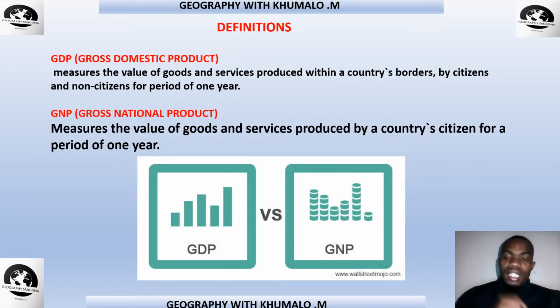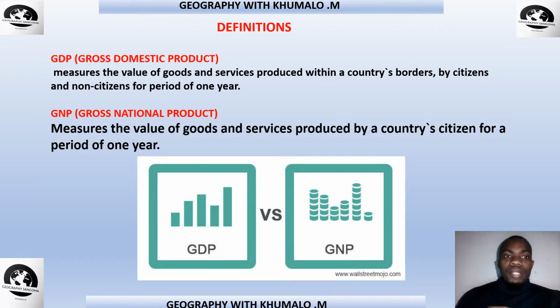Now, the definitions that I want you to have in mind as you start this lesson are the GDP and the GNP. Remember, you have learned them in grade 11 under development. They are economic indicators. So as you are looking at economic indicators, now we are looking at what? The GDP and the GNP.